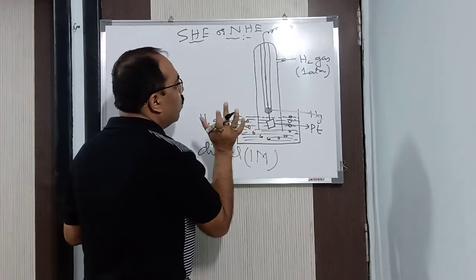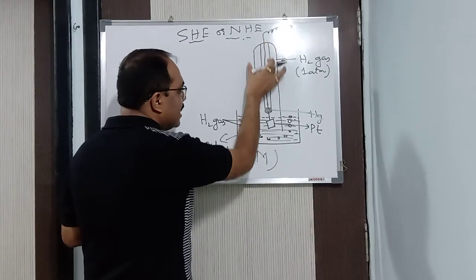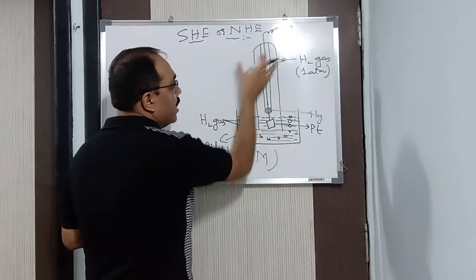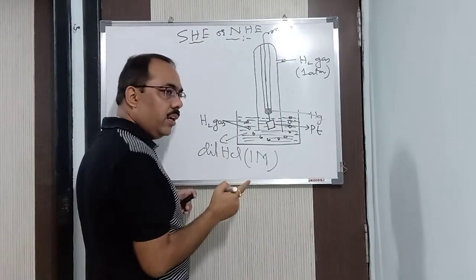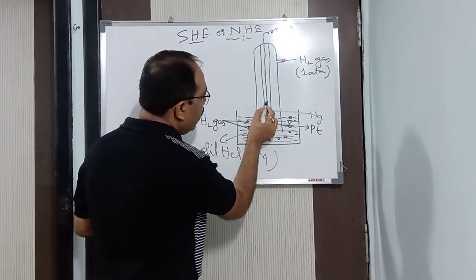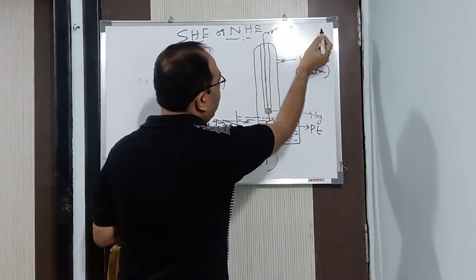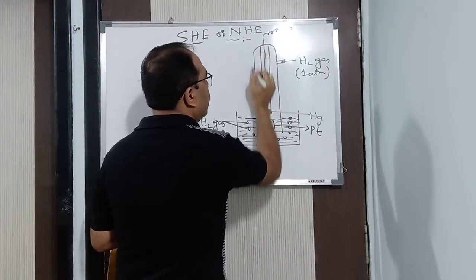Got it? So now this entire setup acts as an electrode. What is that? The standard hydrogen electrode. Clear? You can see this wire. This is a copper wire which has been connected to a battery.